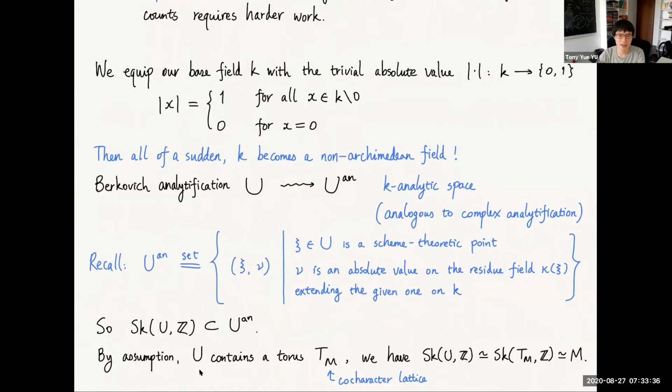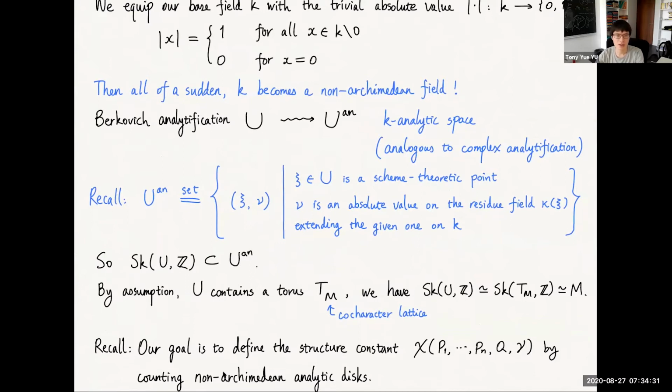And as an example, by assumption, U contains a torus. We denote by M the cocharacter lattice of the torus, and then we have S_K(U,Z) is canonically identified with S_K of the torus, because all these divisorial evaluations really only depend on the field of rational functions. So it's a birational invariant. And for the torus case, this set is simple to compute. It's just the cocharacter lattice.